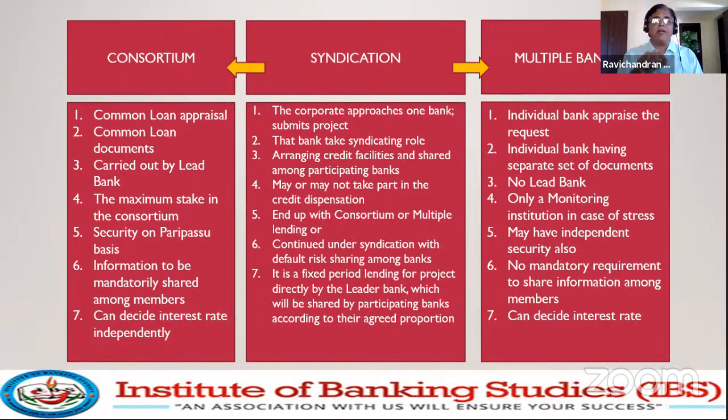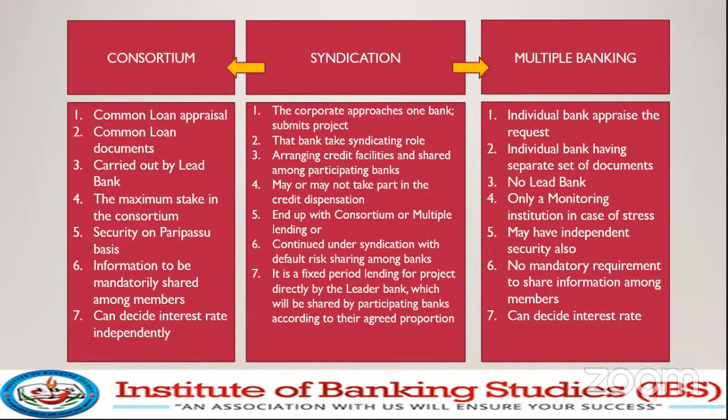Under single party also, there is a discretion given by the Reserve Bank of India to the individual bank. They can go up to 5% extra. That means if it is warranted, a bank can go up to 25% for a single party. But in the case of a group, it is 25%. So this is regarding consortium, syndication, and multiple banking.